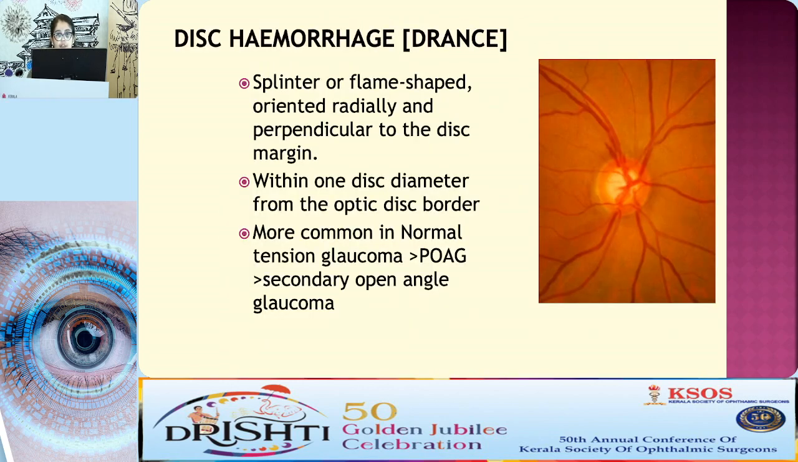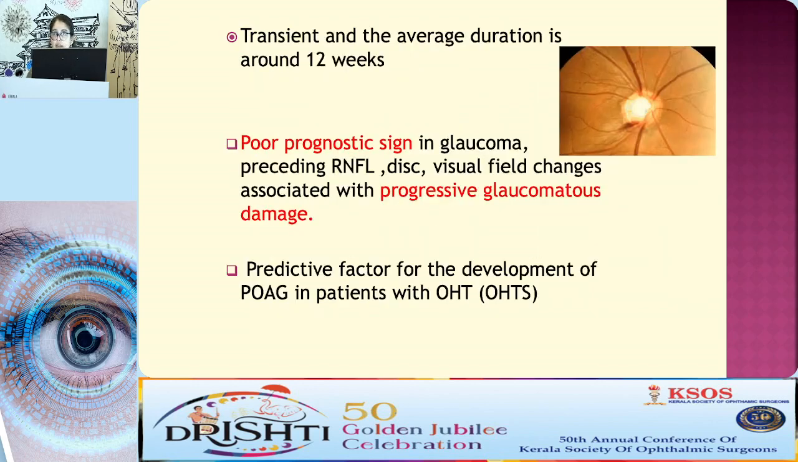Hemorrhages on the disc are very important. Splinter hemorrhages perpendicular to disc margin within 1 disc diameter. Again, these findings were very common in the normal tension group. They are transient, usually around 12 weeks, and then they disappear, and they indicate a progressive glaucomatous damage. If you see a disc hemorrhage, it means the disease is not under control. And in an ocular hypertension patient, it is a positive predictive factor for the development of POAG.